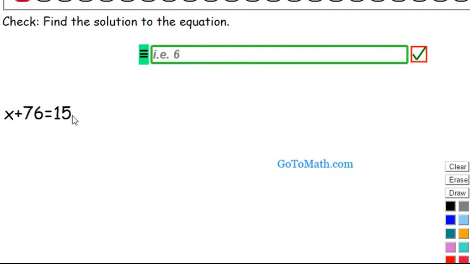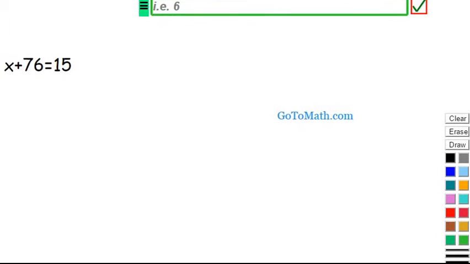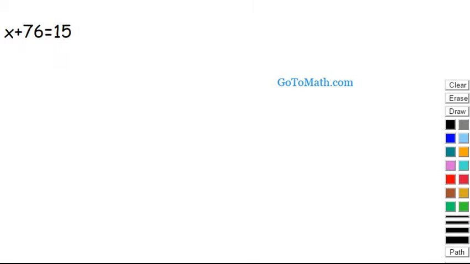Find the solution to the equation. Whoa, what is that? I guess we'll just come right on down here. Change the pen there to that. What do you think? That color? I don't know. So we have x plus 76, if I can write it out, is equal to 15.